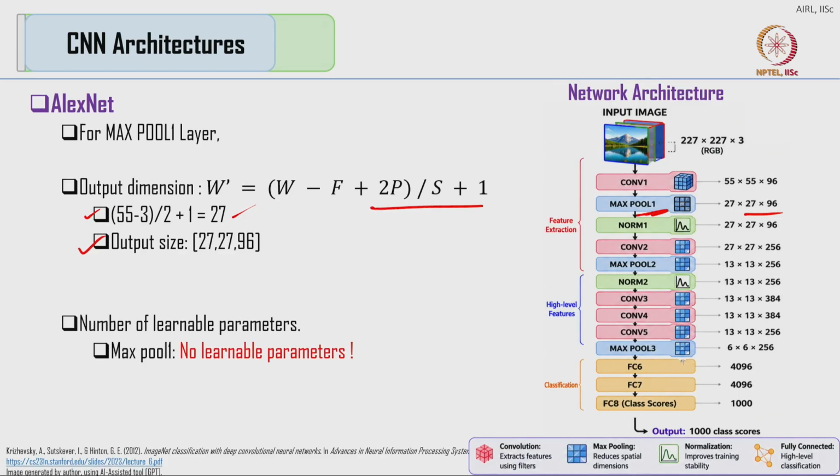Now what is the total number of learnable parameters in any pooling operation? It is 0. The number of learnable parameters for any pooling operation, whether max pooling or average pooling, is 0.